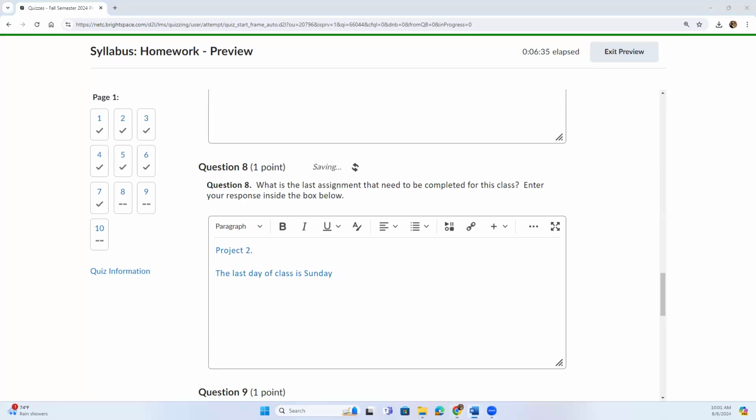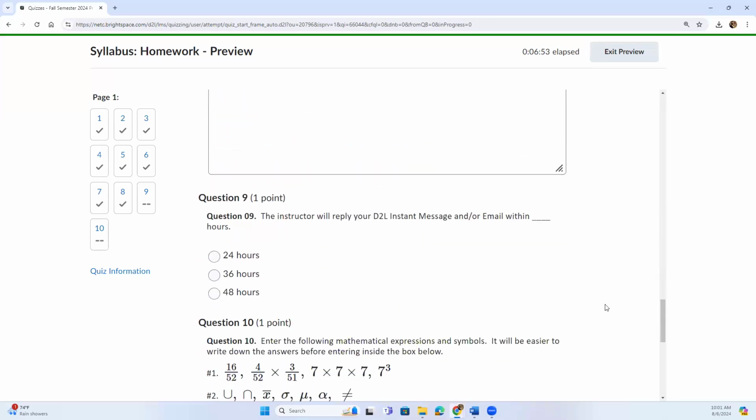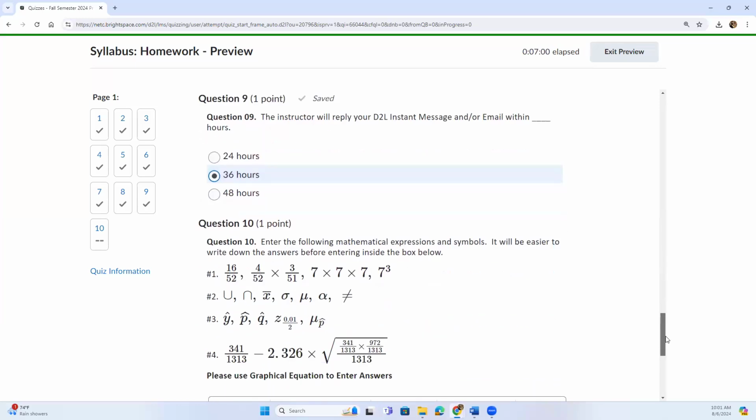It's Sunday, October 20th, at 11:30 p.m. Everything cuts off on October 20th, 2024, 11:30 p.m. After this time, students will have no more access to the course. The instructor will reply with a detailed instant message or email within 36 hours.